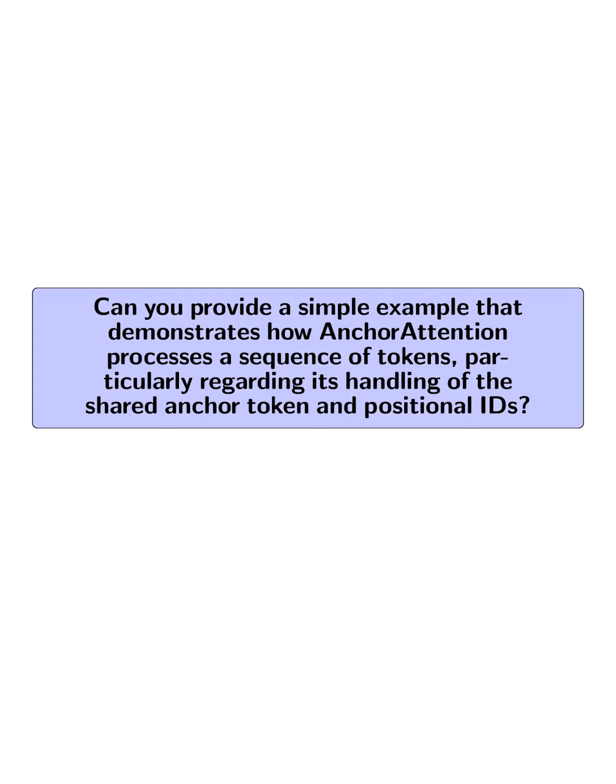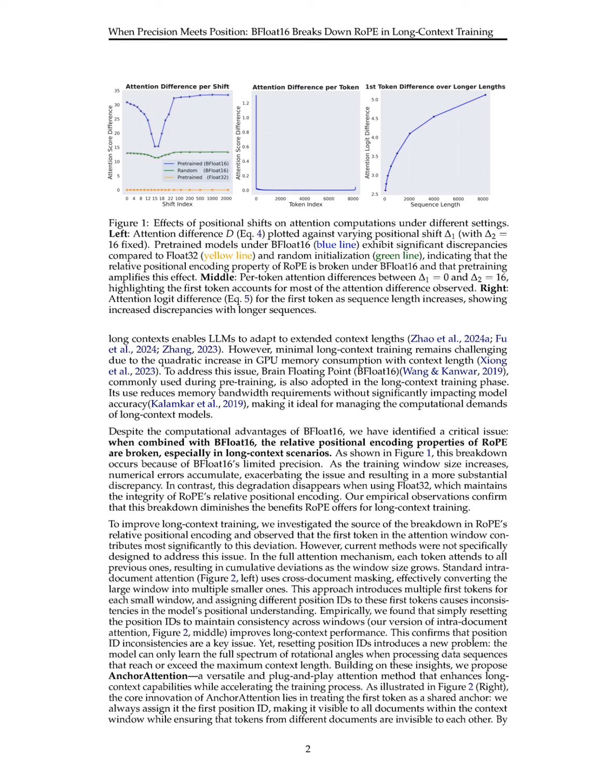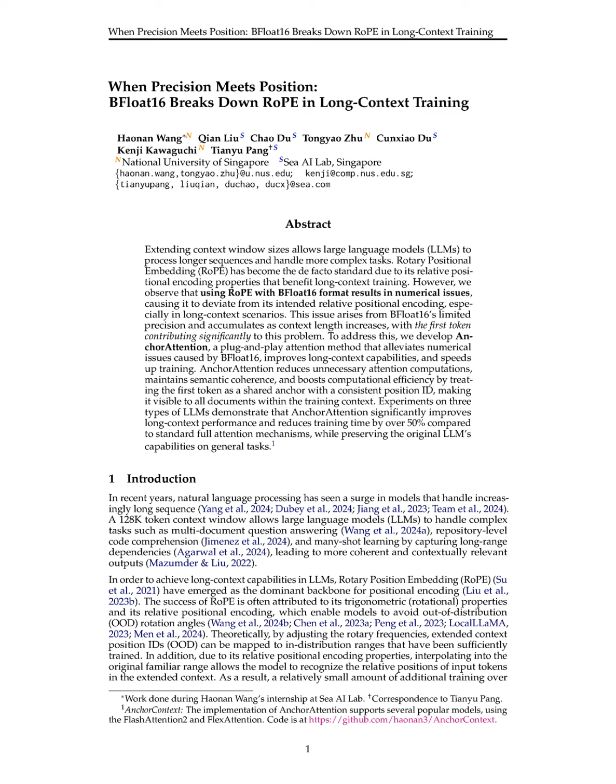Can you provide a simple example that demonstrates how AnchorAttention processes a sequence of tokens, particularly regarding its handling of the shared anchor token and positional IDs? AnchorAttention processes a sequence of tokens by designating the first token, typically the beginning of sequence token <bos>, as a shared anchor visible to all documents within the context window. For instance, if we have a sequence of tokens from multiple documents, instead of assigning different position IDs to the first token of each document, AnchorAttention assigns the same position ID to the <bos> token across all documents. This ensures that the model maintains a consistent understanding of the positional relationship, as the first token is always treated as the starting point.